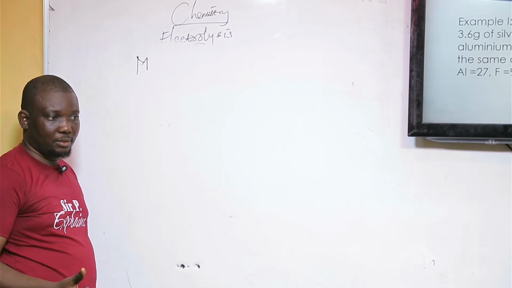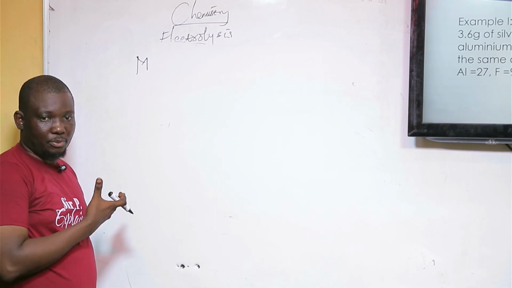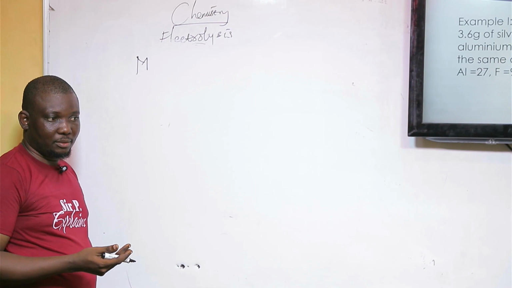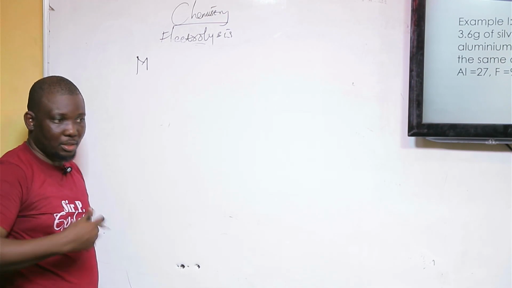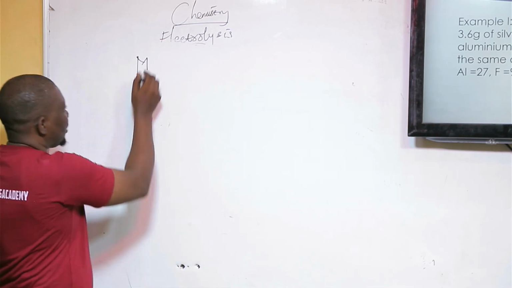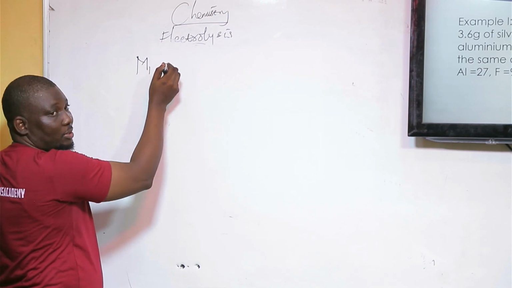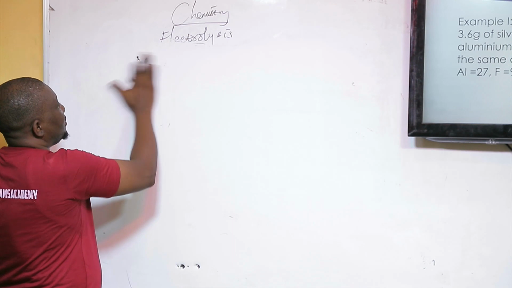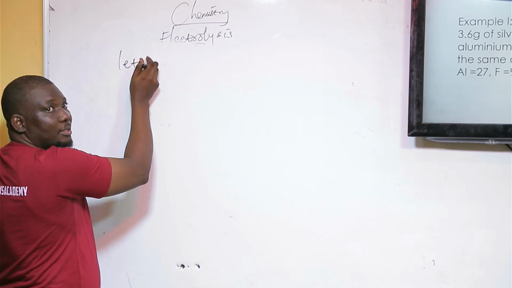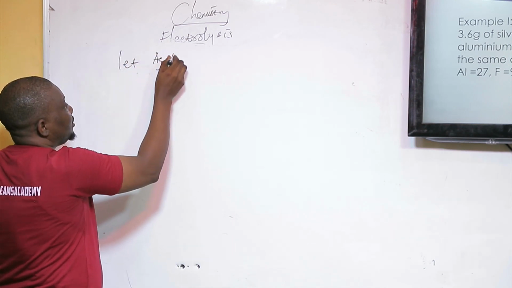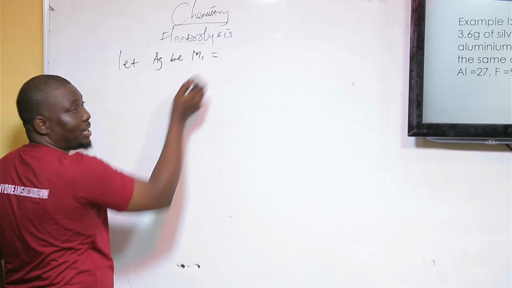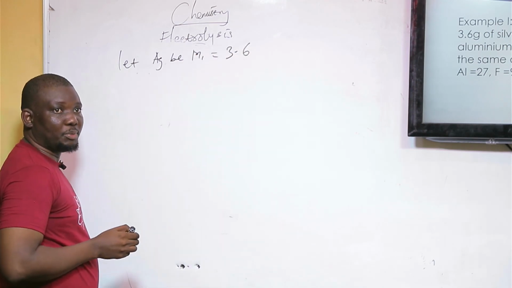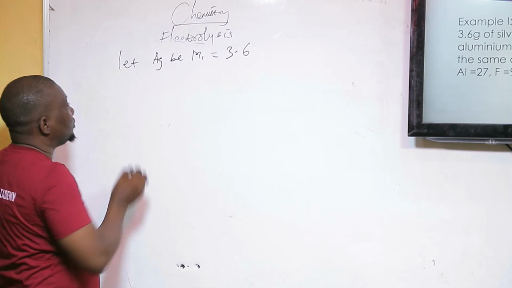You can even try it. You watch me use this as M1. I can say, let Ag be M1. I can say, let Ag be M2, whichever way. M1 is given. I'm using, let's say, let Ag, that's silver, be M1, and the mass is given as 3.6. Are you with me? In gram, good.